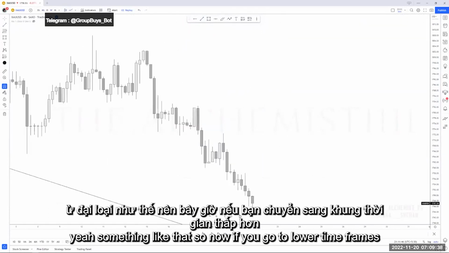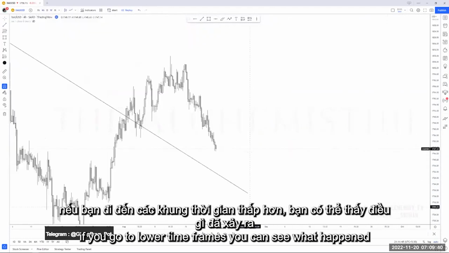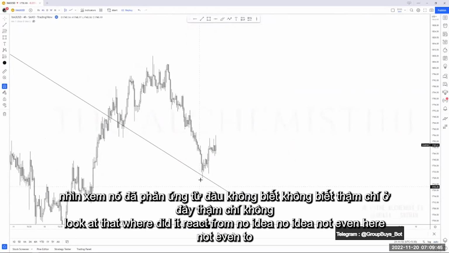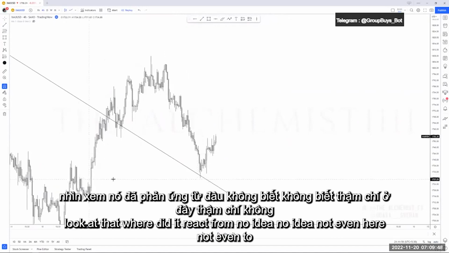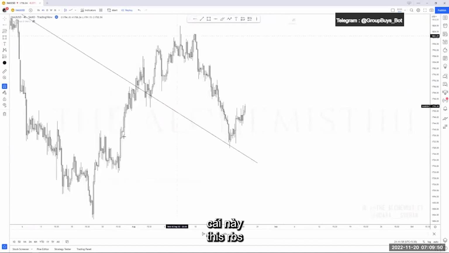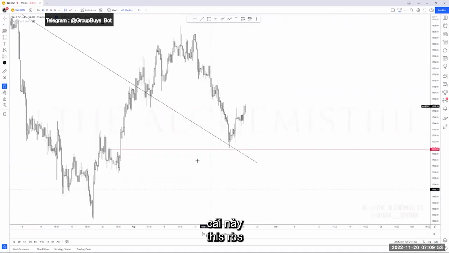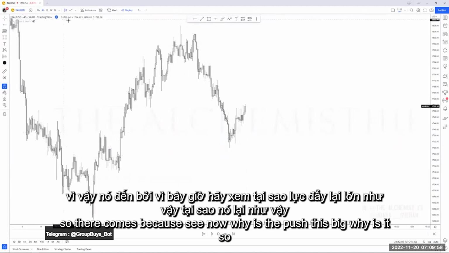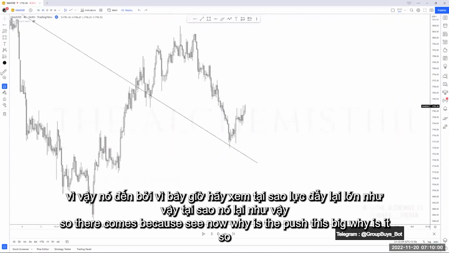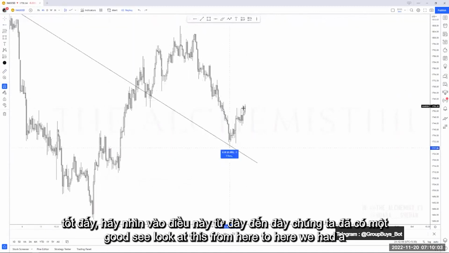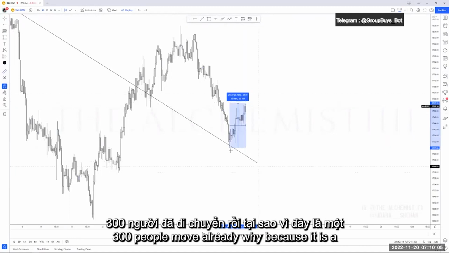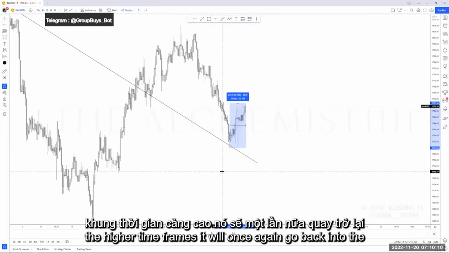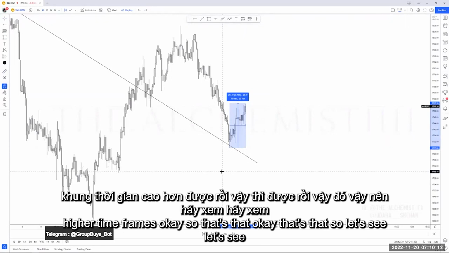So now if you go to lower time frames, you can see what happened. Look at that. Where did it react from? No idea, eh? Not even here. Not even to this RBS. Where did it react from? Right from a trend line. Okay, from a trend line. See now, why is the push this big? Why is it so good? From here to here, we had a 300 pip move already. Why? Because it is a weekly trend line, right? If it is coming from the higher time frames, it will once again go back into the higher time frames. Okay, so that's that.